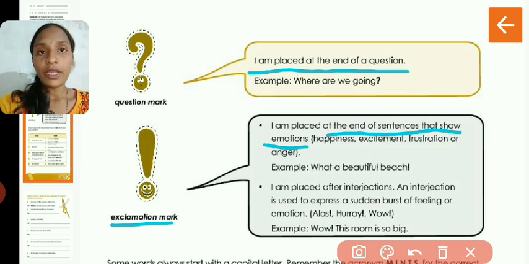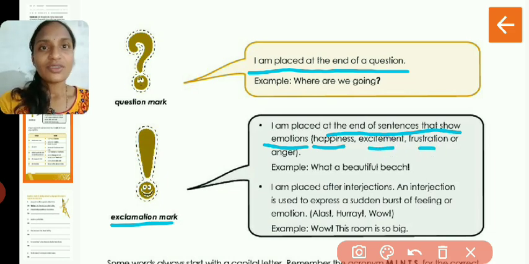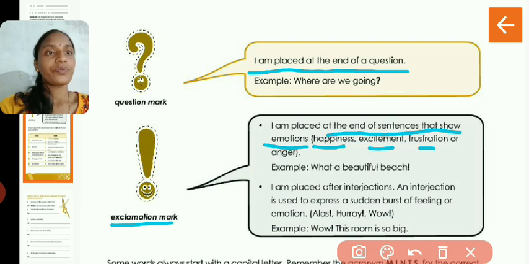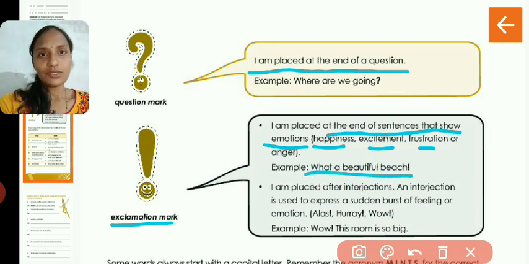So what kind of emotion can be there? It can be happiness, it can be excitement, it can be frustration, or it can be anger. So these kinds of emotions, when we say them in words, after that an exclamation mark is used. For example, what a beautiful beach! This is just excitement. So at the end, an exclamation mark is used.